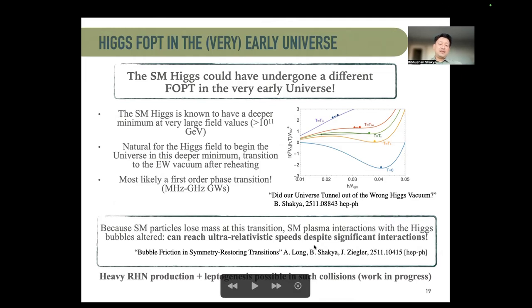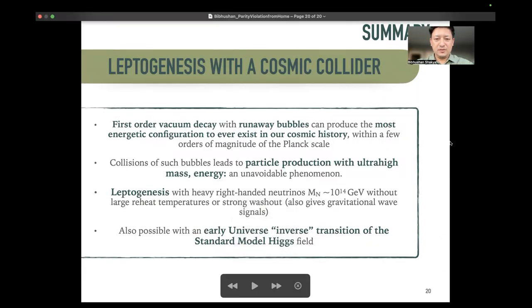And the bottom line is that in this modified inverse electroweak phase transition, if you will, it is possible to produce right-handed neutrinos that are heavier than the temperature of the plasma, and it is possible to do leptogenesis in the way that I told you about in the past few slides. So this is work in progress, which hopefully will come out very soon. So let me just summarize my main ideas here, and thank you for listening.